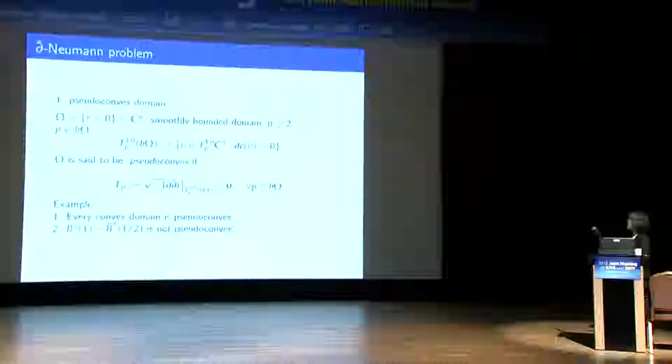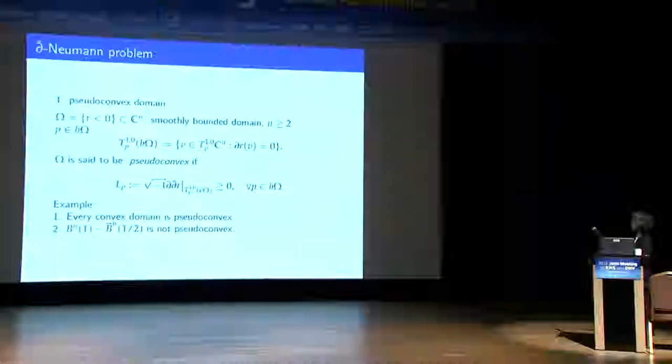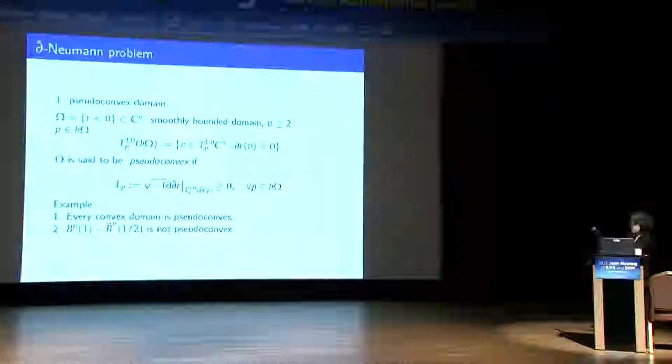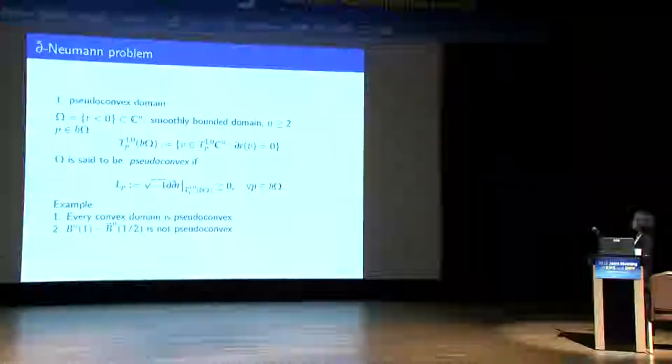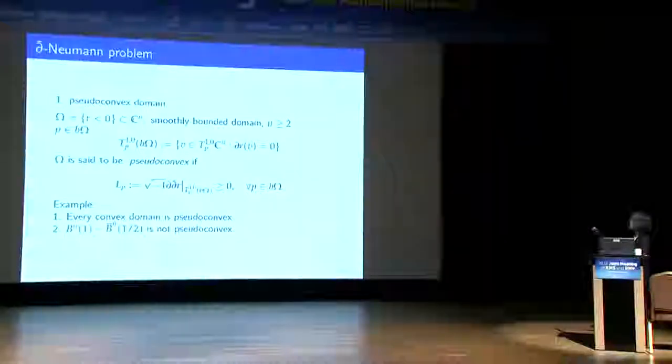Now let me start with some definitions. Omega is a smoothly bounded domain in C^N, defined by this r. If N is 1, then every bounded domain is biholomorphic to the disk. But if N is greater than or equal to 2, then it is not true anymore. And then we have a geometric concept called pseudo-convexity. It's a biholomorphic invariant.